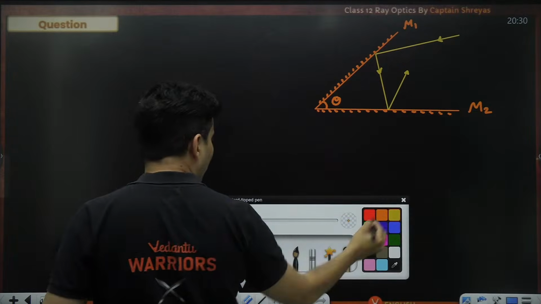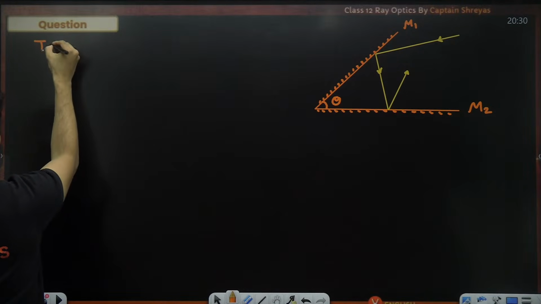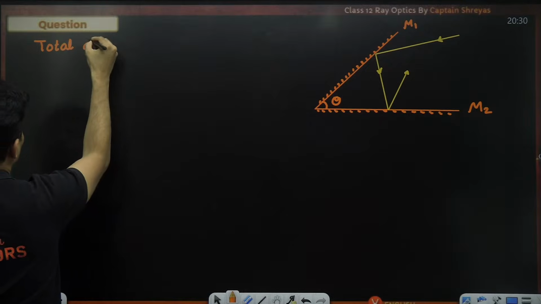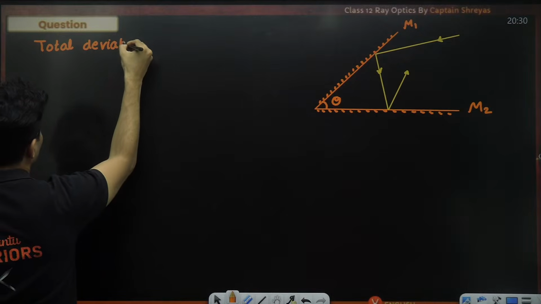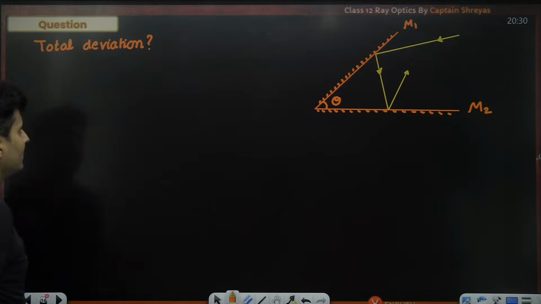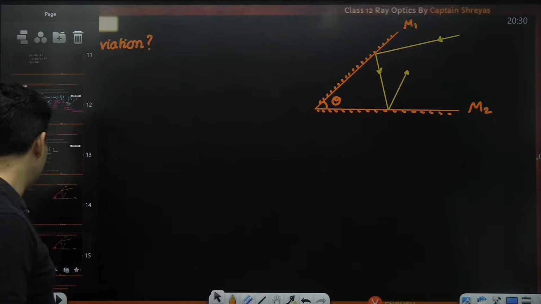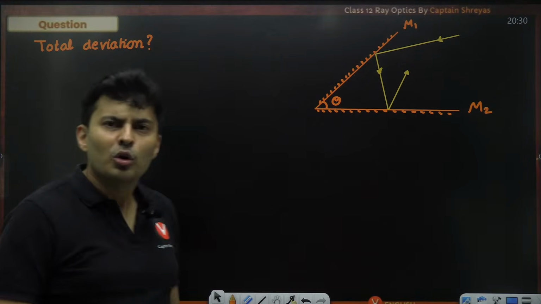Question is, we have to find what is the total deviation. Total deviation is asked. It's a killer question, guys. Let's see how many of you can do it. You'll be like, sir, wait a minute.